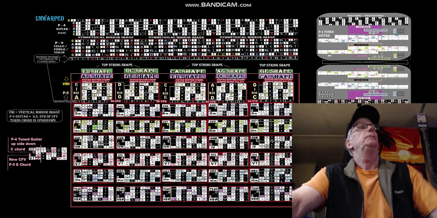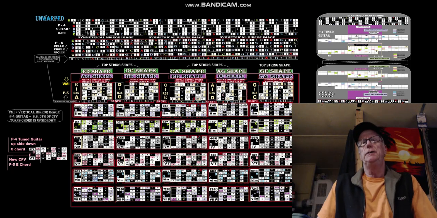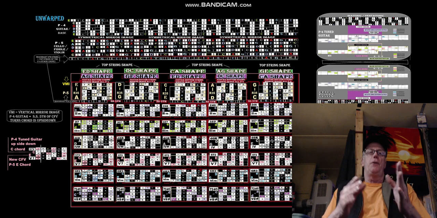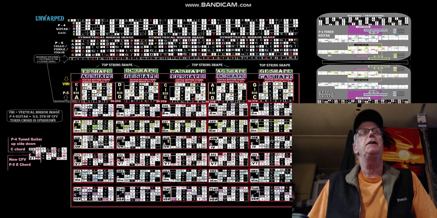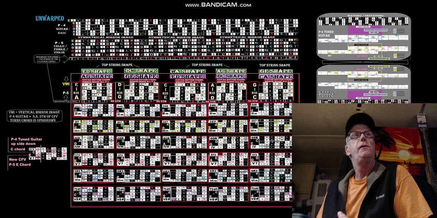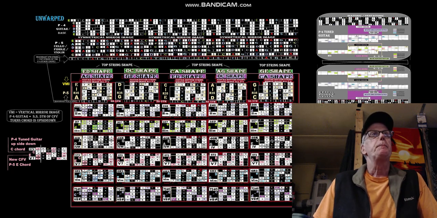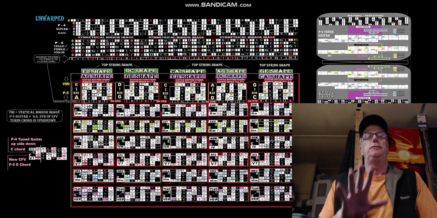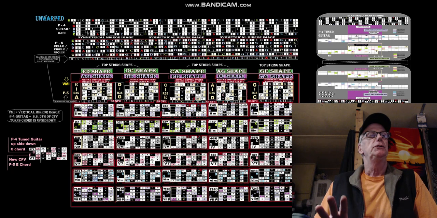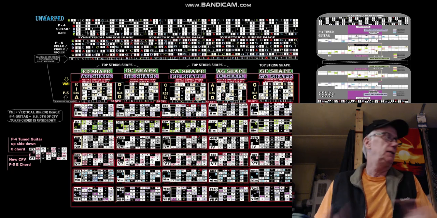So let's look at this and see what we have. The focus of these lectures this season, and today's the first day of winter, or second day of winter, 2025, is the 5-string fiddle. Okay? C, G, D, A, and E.